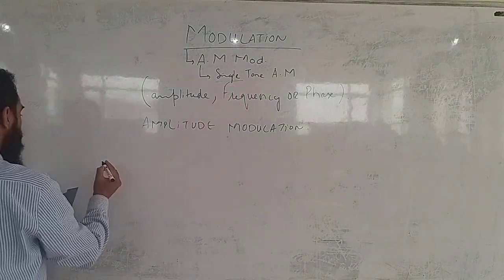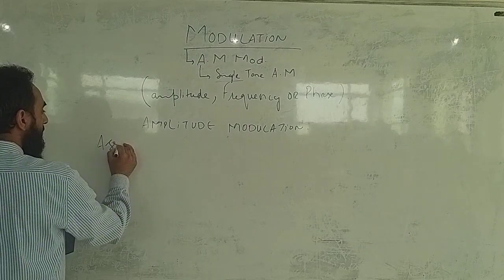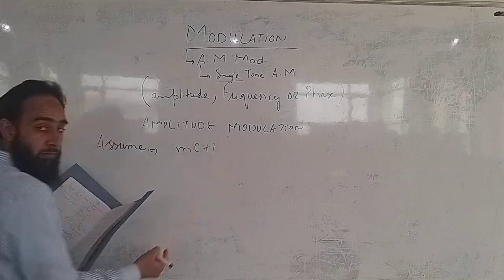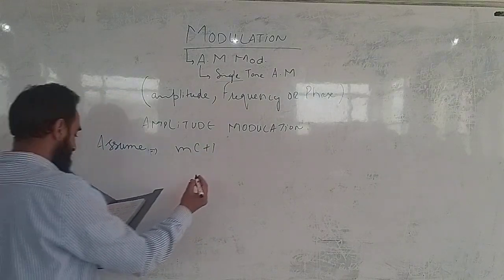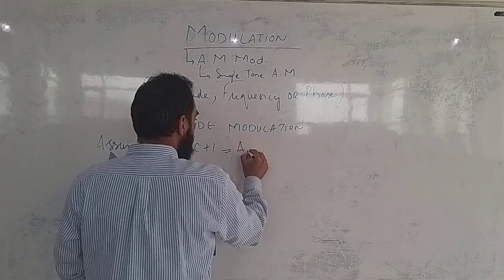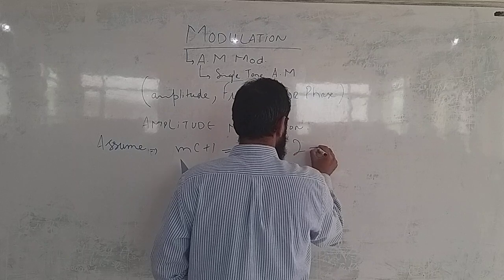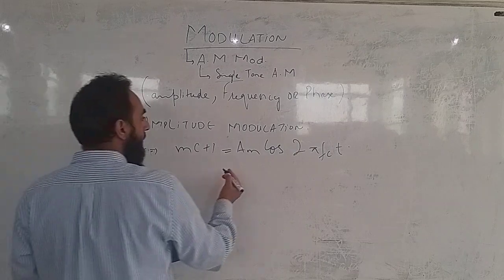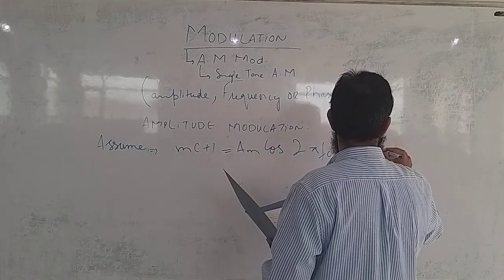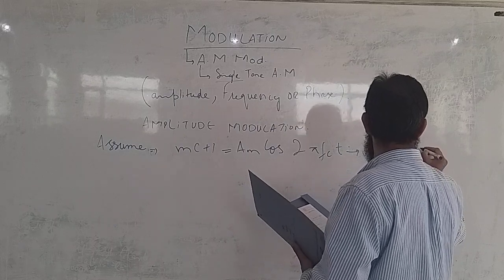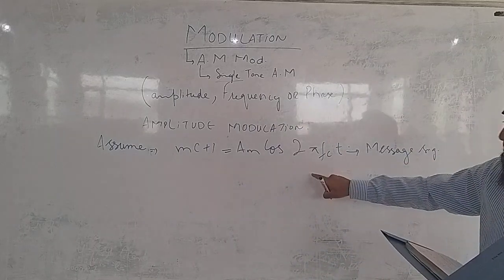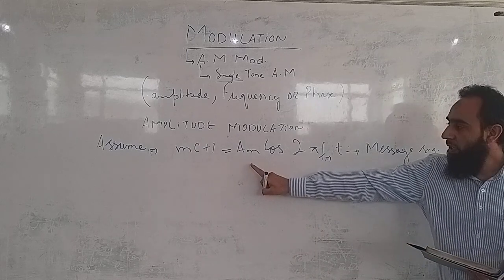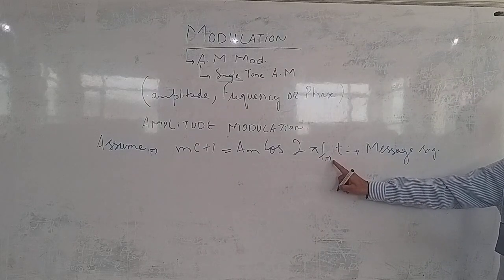Heading is single tone AM signal. So let's assume, now you will write fast and you will write with me. Assume M of T is equal to AM cos of 2 pi FMT, and this happens to be the message signal, rather a single tone message signal, because उसके अंदर FM यहाँ पे है. Eyes on board. AM cos of 2 pi FM of T denotes that it's a message signal.